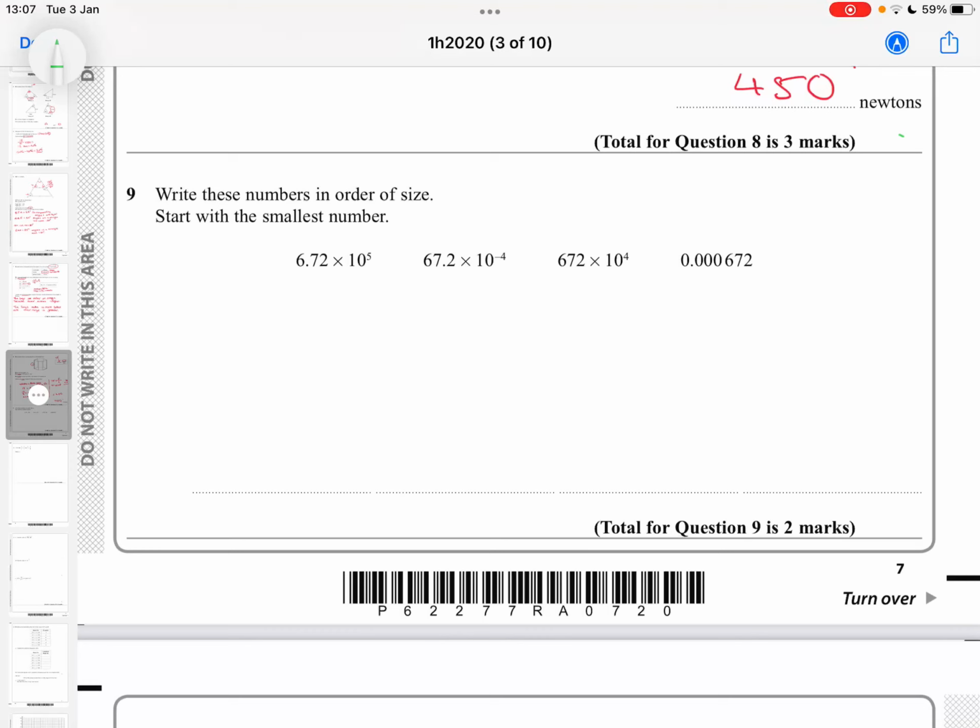Okay, so this is part 2 of the video. I'm going to do a couple more questions here to finish off. Right, so this is the higher paper, paper 1 non-calculator from 2020.